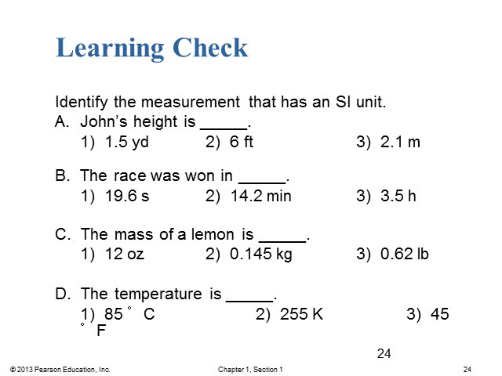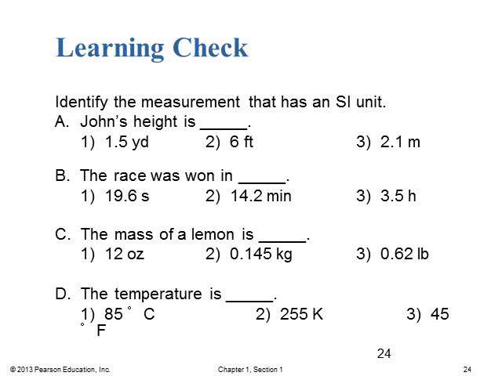Choice B, the race was 1 in. Choice 1 is in seconds, 2 is in minutes, and 3 is in hours. If you recall, both in the metric and SI systems, time was measured in seconds. Scenario C, the mass of a lemon is: 1 is in ounces, 2 is in kilograms, 3 is in pounds. The SI unit for mass is kilograms, so that would be choice 2.